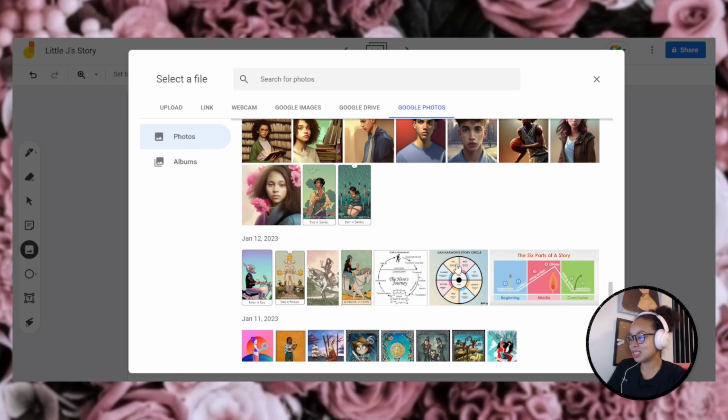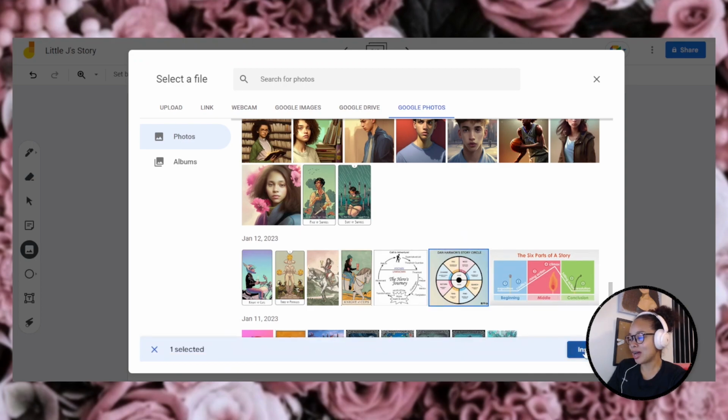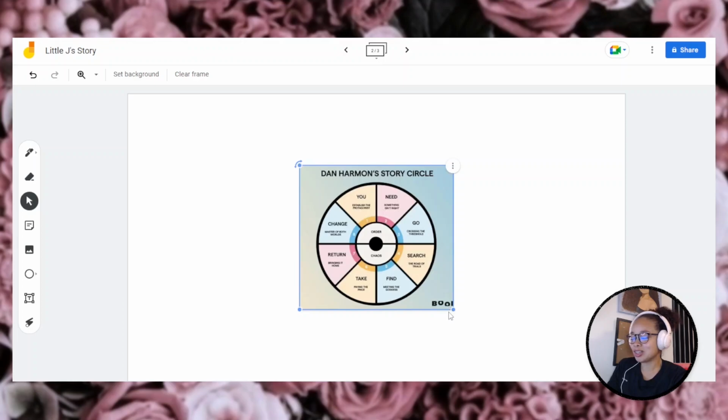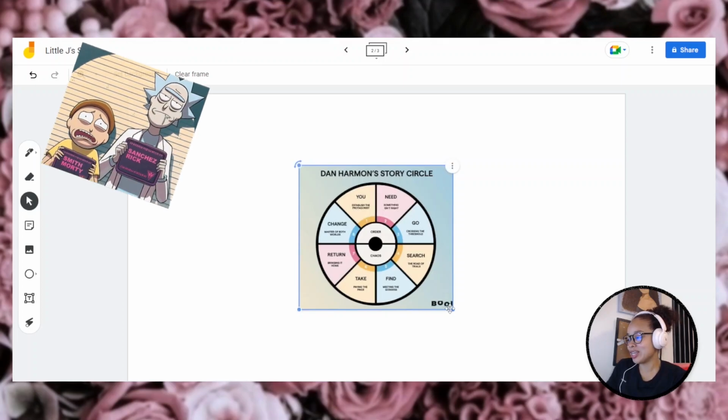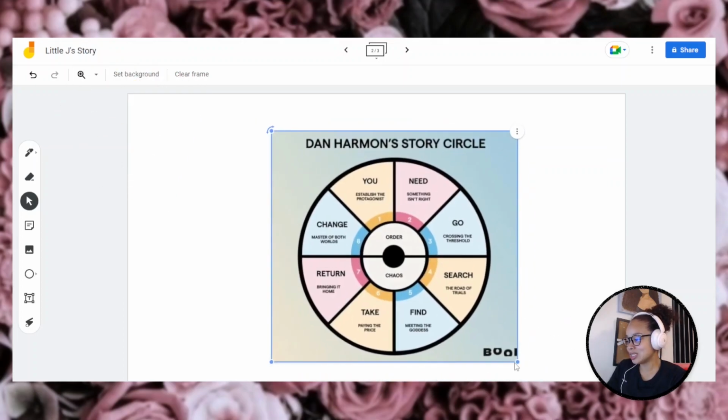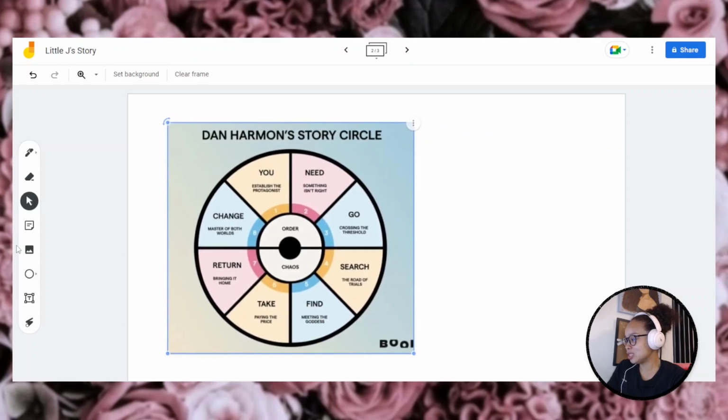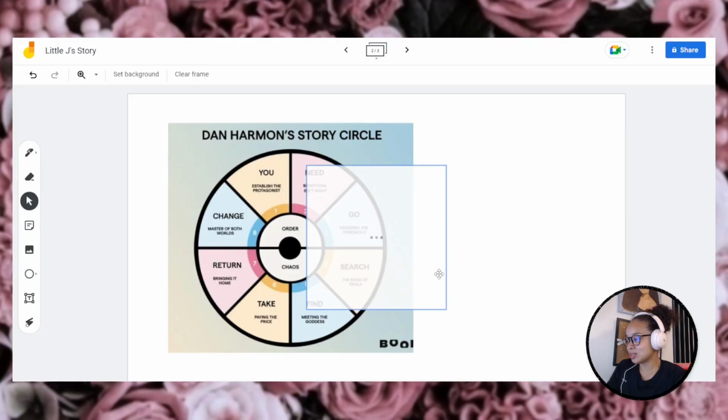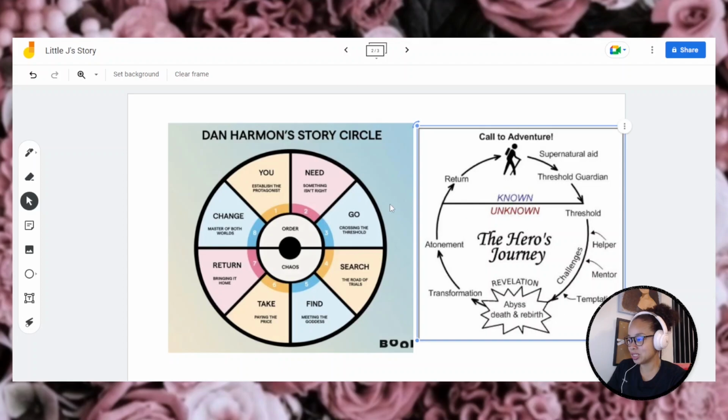I did mention in my last video that I wanted to try out Dan Harmon's story circle. I'm a big fan of Rick and Morty, and so this is his story circle, which is loosely based on Campbell's hero's journey. So you see the similarities between the two.